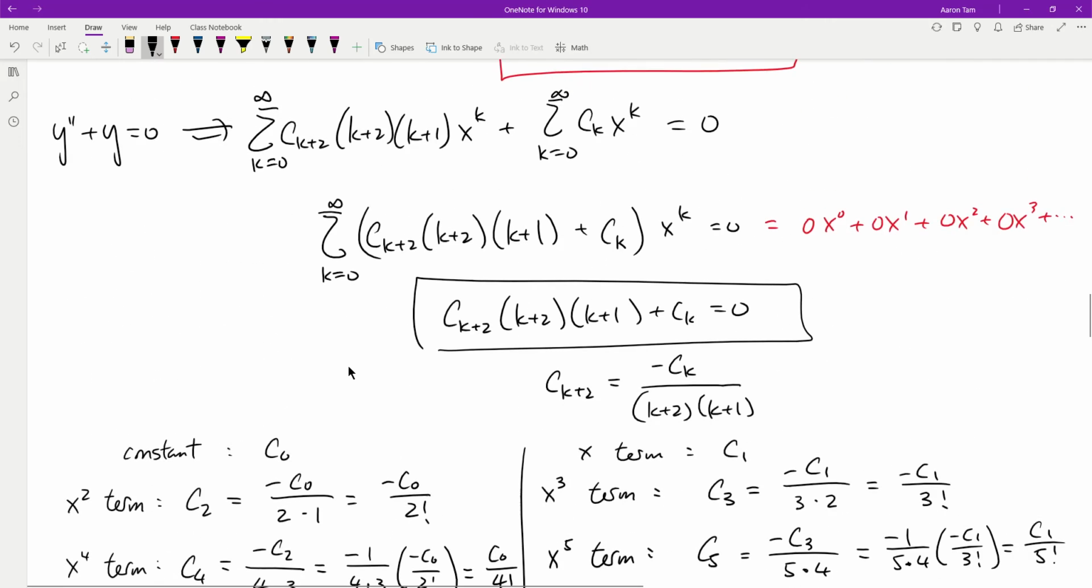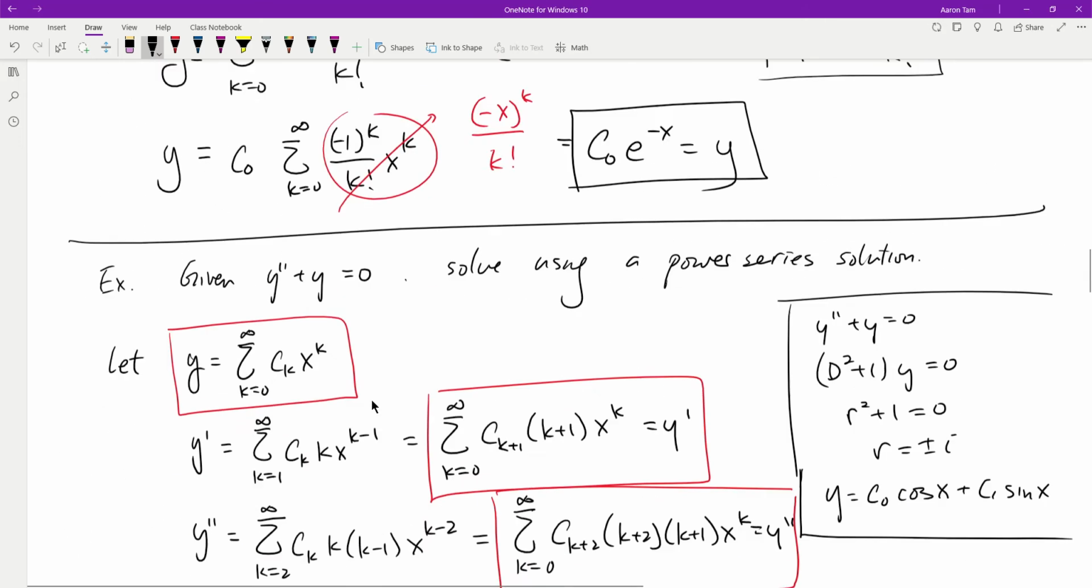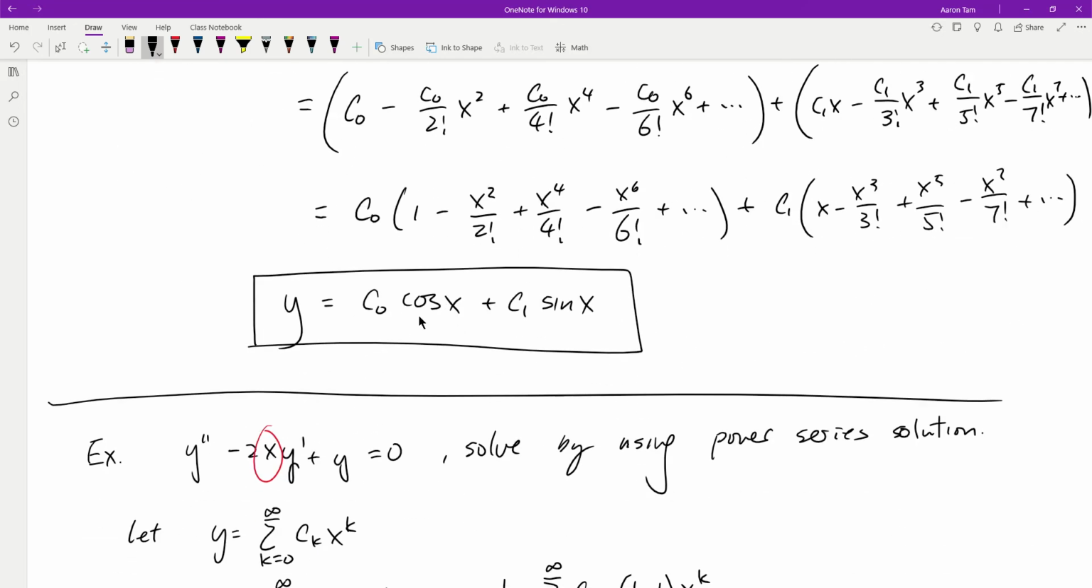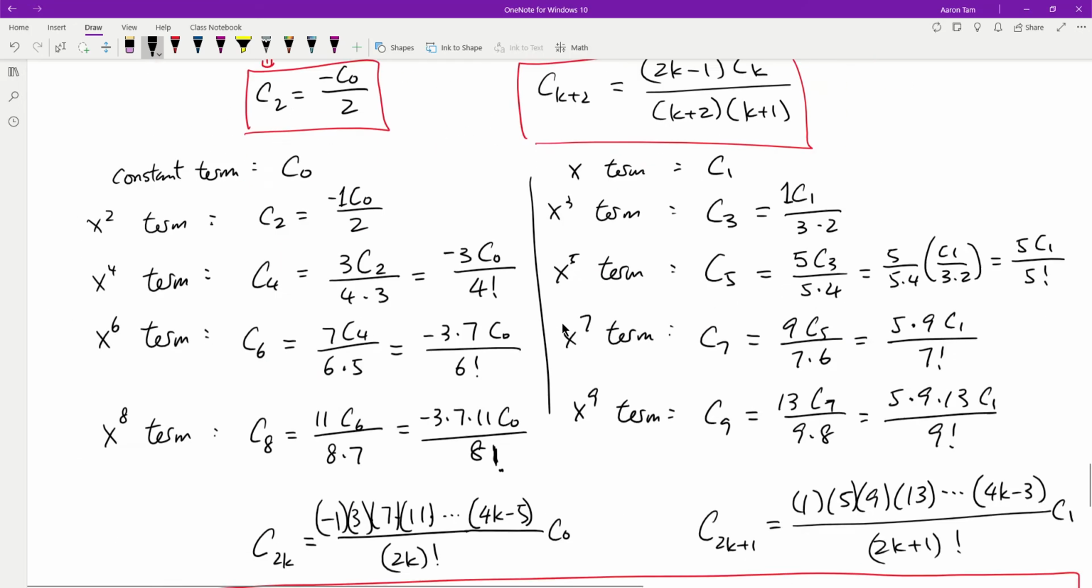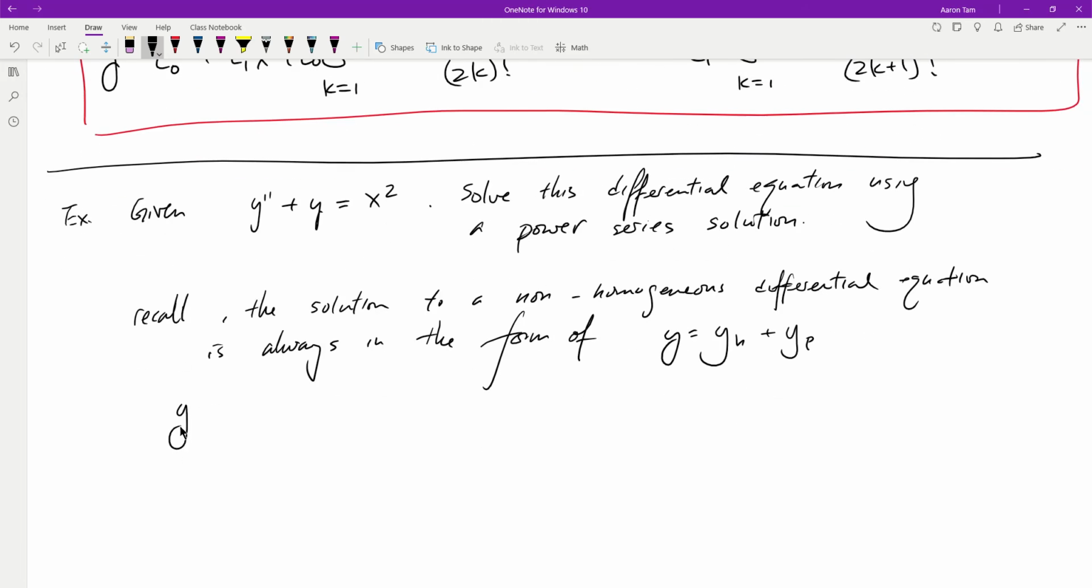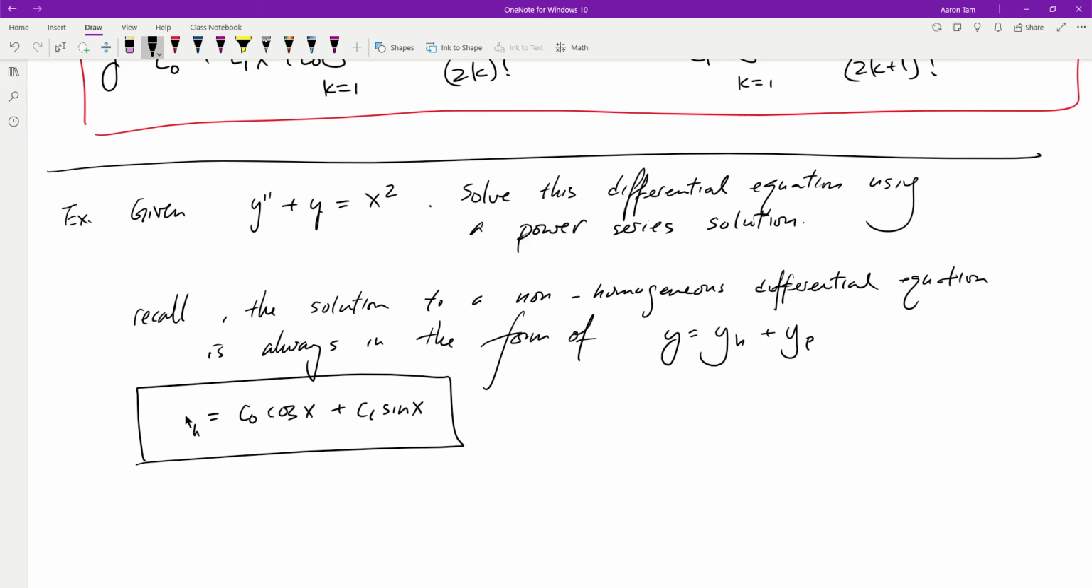It's right here: y double prime plus y equal to 0. We found that our power series solution comes out to be c sub 0 cosine x plus c sub 1 sine x, so I'm just going to use that. We already know y sub h is c sub 0 cosine x plus c sub 1 sine x. That's half of the solution that we need. So what I now need to do is simply figure out what y sub p is. That's what I want to show you with this example.